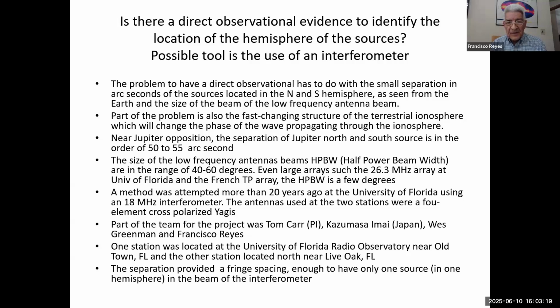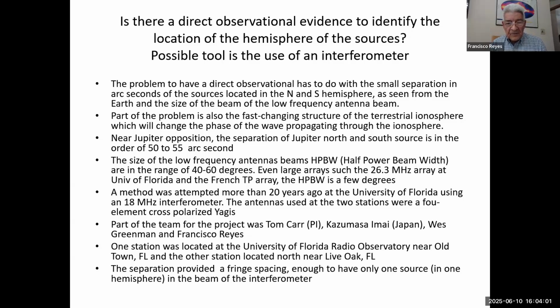It was probably a little bit more than 20 years ago at the University of Florida, using an 18 megahertz interferometer. The project was led by Tom Carr. He was the PI, and part of the team was Kazumasa Imai from Japan, Wes Greenman, and myself. So one station was located at the University of Florida Radio Observatory near Old Town, and the other station pretty much north of Old Town, in Live Oak in Florida.